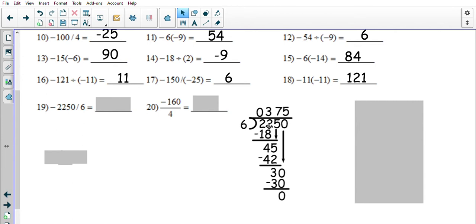6 goes into 22 3 times to get you 18. 22 minus 18 is going to get us 4. Bring down a 5. 6 goes into 45 7 times to get us 42.